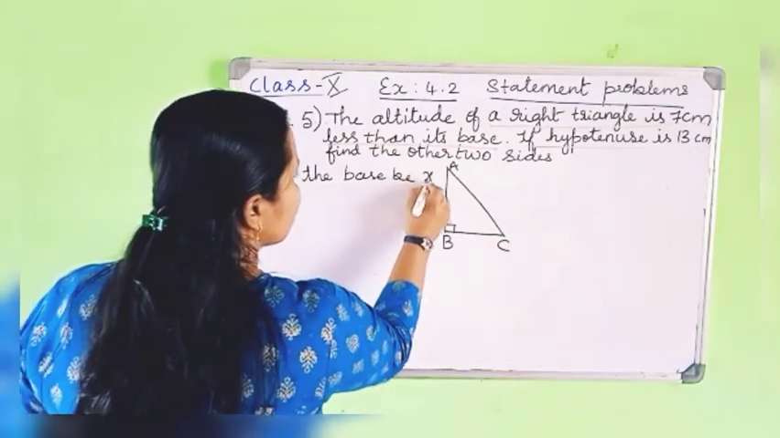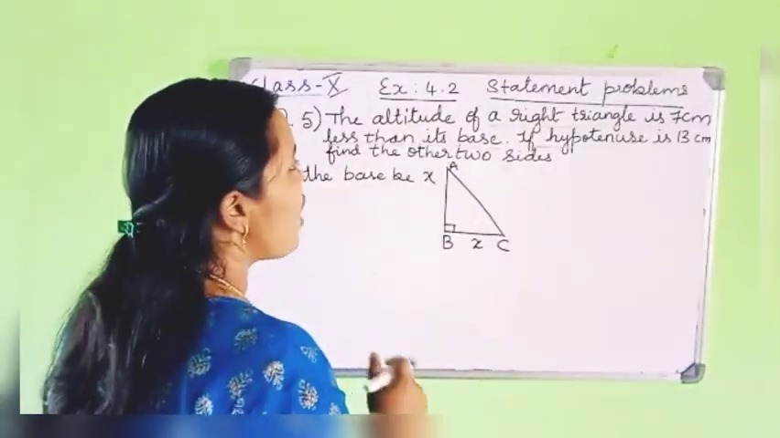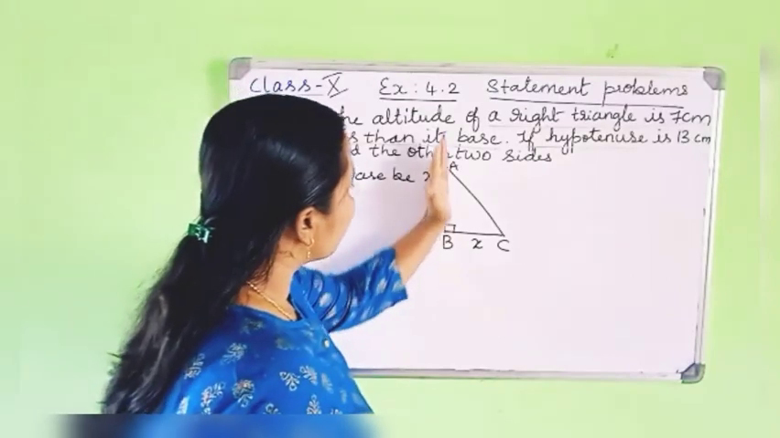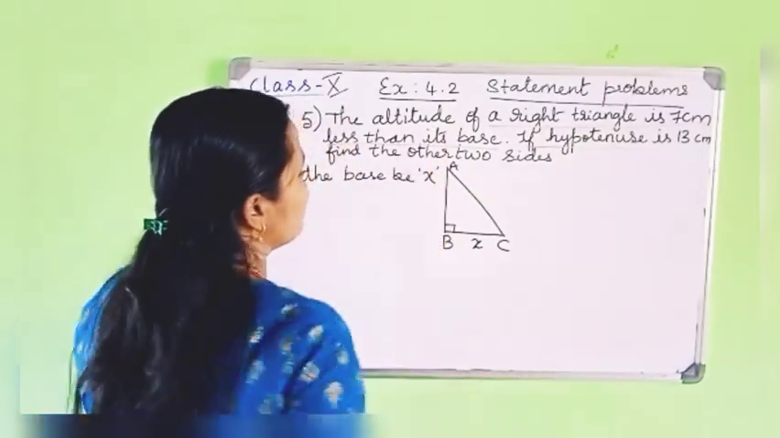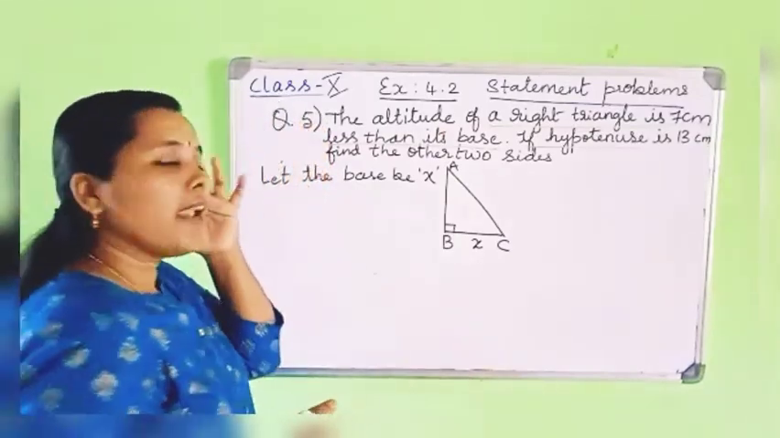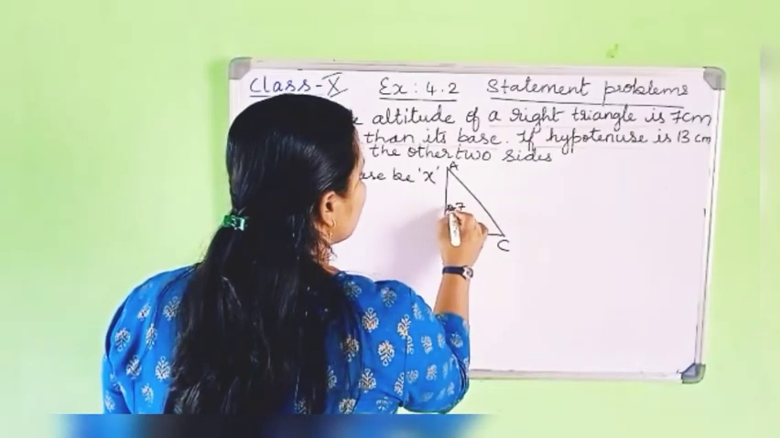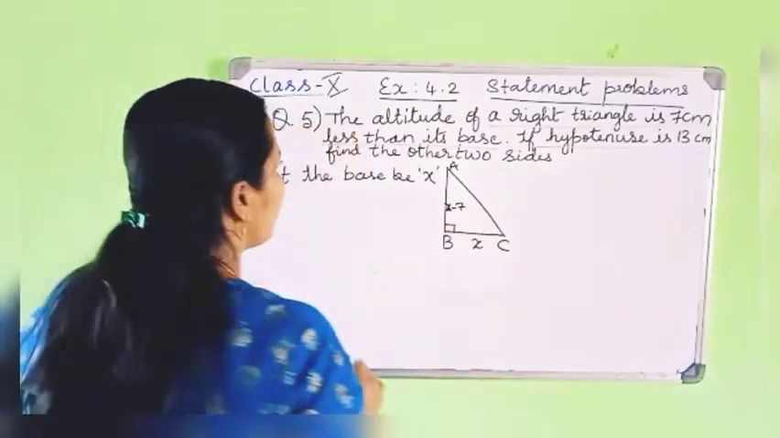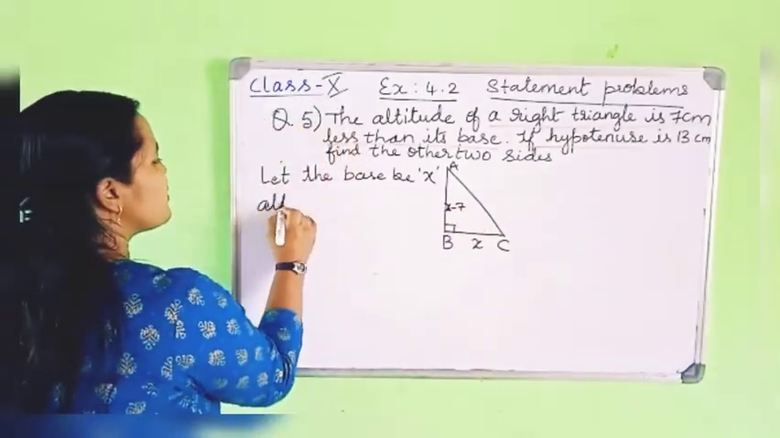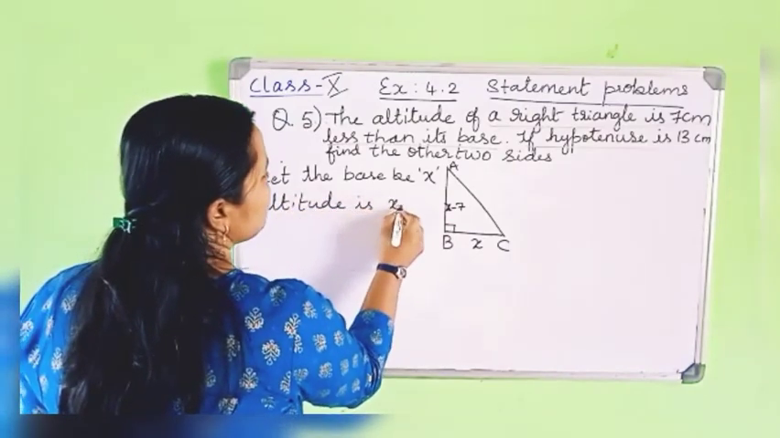Base be x. That is our base, BC. This is the base of the right angle triangle. Now what have they given? Altitude is height, right? So what is the height? It is 7 less than its base. That is x minus 7. Altitude is x minus 7.